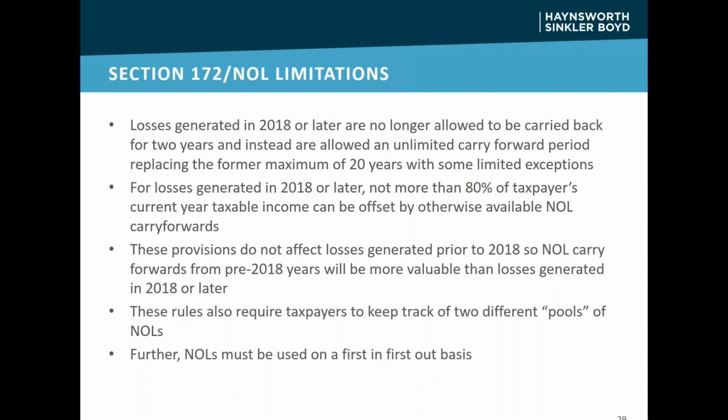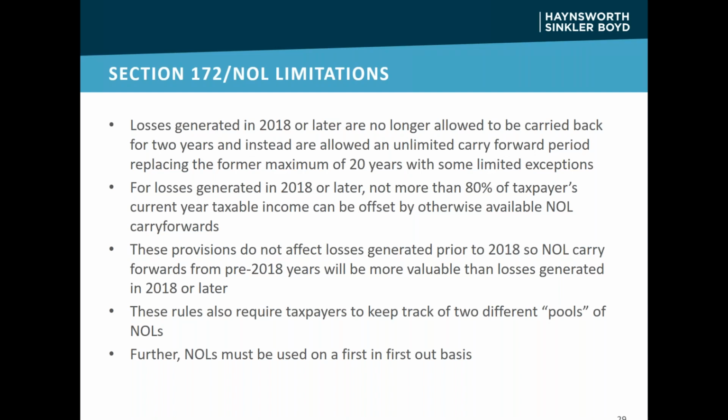So for losses that were generated in 2018 or later, not more than 80% of the taxpayer's current year taxable income can be offset by otherwise available NOL carry forwards, which means essentially you're going to be paying at least 20% of your current year taxable income subject to tax. These provisions do not affect losses that were generated prior to 2018, so net operating loss carry forwards from pre-2018 years are more valuable than losses generated in 2018, since the losses that are generated in 2018 or later are subject to that 80% cap.